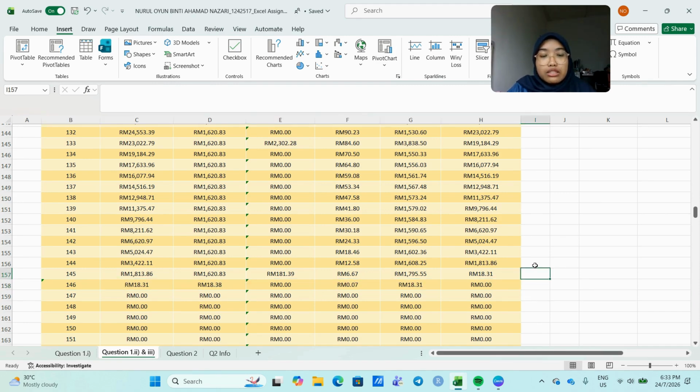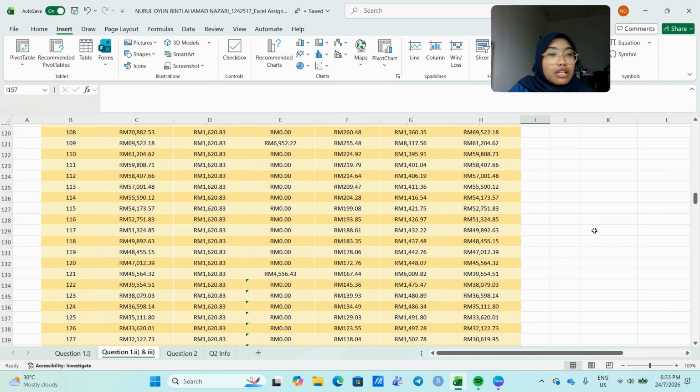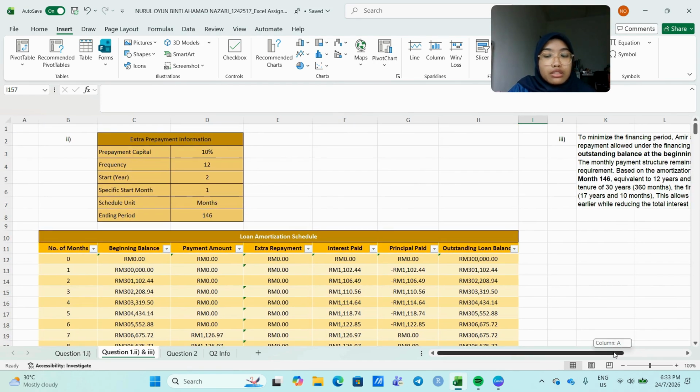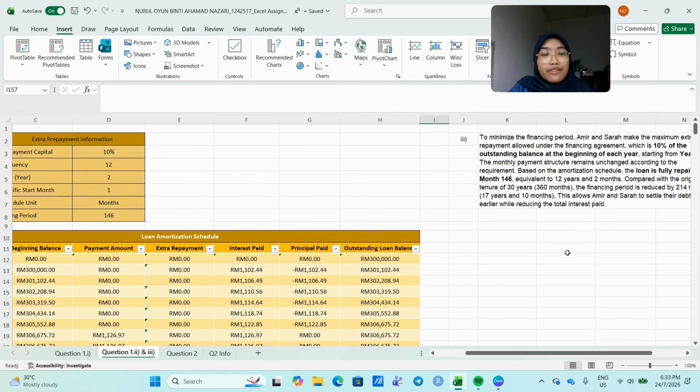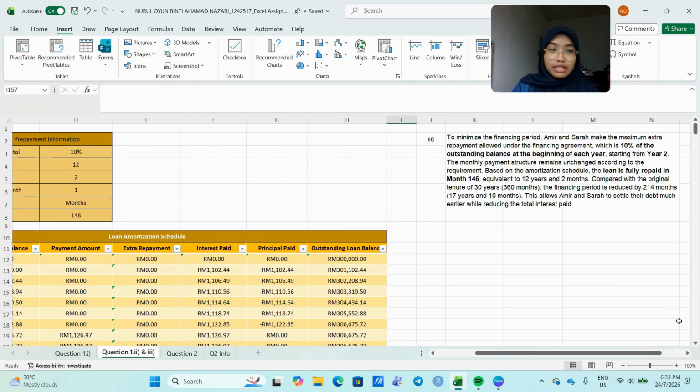So the third Roman is to evaluate and find the minimum possible financing term that can be achieved through these strategies. So to minimize the financing period, Amir and Sarah make the maximum extra repayment allowed under the financing agreement, which is 10% of the outstanding balance at the beginning of each year, starting from year 2. This monthly payment structure remains unchanged according to the requirement based on the amortization schedule. The loan is fully repaid in month 146, equivalent to 12 years and 2 months.